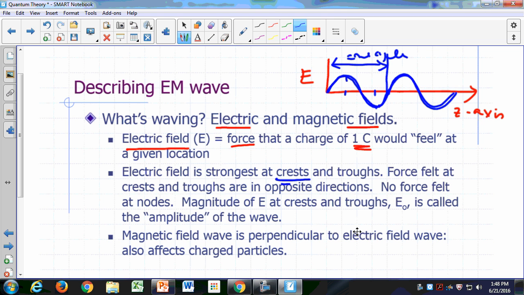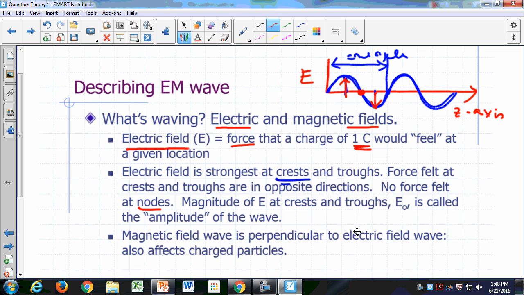Now, at the crests, you have maximum force. That means at that particular location, if this was a snapshot of the wave at a given point in time, then a charged particle would feel the strongest force, and at this location as well. So at the crests and the troughs, that's where your force would be maximized. They're just in opposite directions. And where your electric field goes to zero, that's called a node. That's where no force is felt.